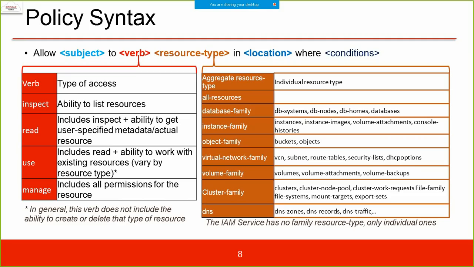As I told you, allow followed by subject, to followed by verb, resource type, in location, where, condition. Now verb, what are the possible verbs and what are the types of access? We have inspect, read, use and manage. Inspect means ability to list resources. Read means include inspect plus ability to get user specified metadata or actual resource. Use means read plus ability to work with existing resource, and in fact it varies by resource type.